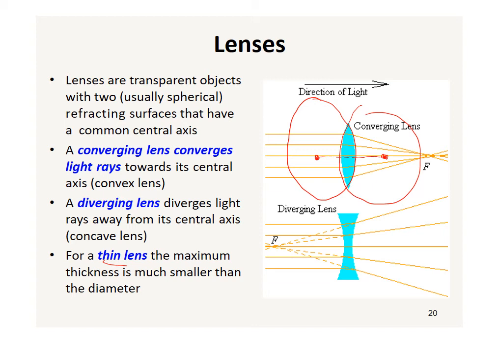If we have a converging lens, then it's going to cause parallel rays to converge to a real focus. If we have a diverging lens, then parallel rays will diverge away from each other. The diverging lens can't actually produce a real image of a physical object.